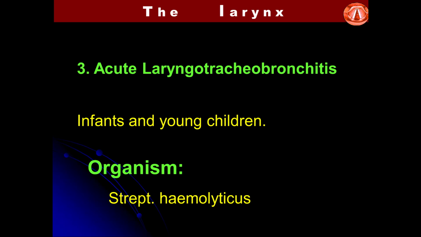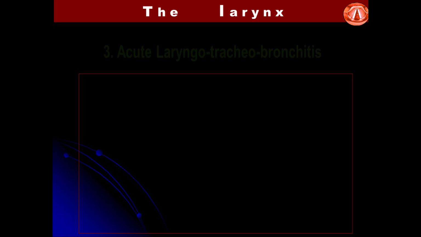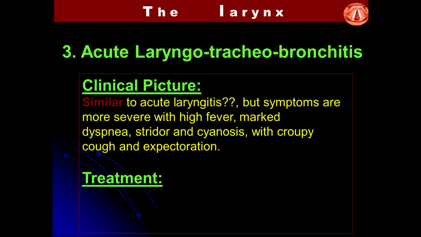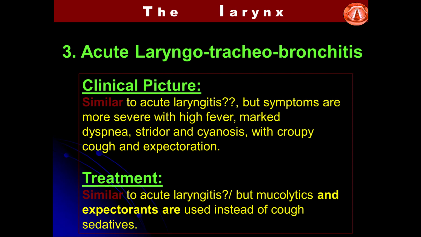Acute laryngotracheal bronchitis is another severe form of laryngitis, which usually occurs in infants and young children. The organism Streptococcus hemolyticus is usually the most frequent, and the clinical picture is similar to acute laryngitis, but the symptoms are more severe, with high fever, marked dyspnea, stridor, and cyanosis, croupy cough, and expectoration. Treatment is also similar to acute laryngitis, but you have to add medication for the chest, like mucolytic expectorants, which are used instead of cough sedatives.